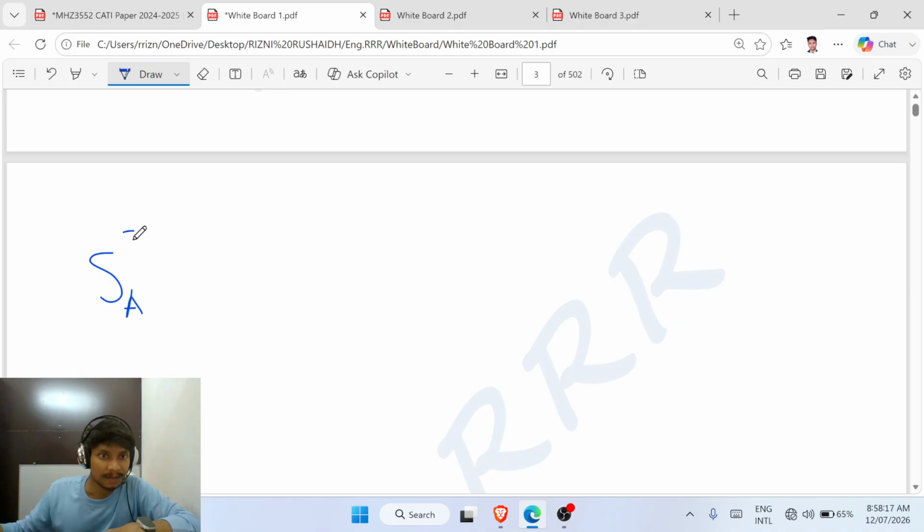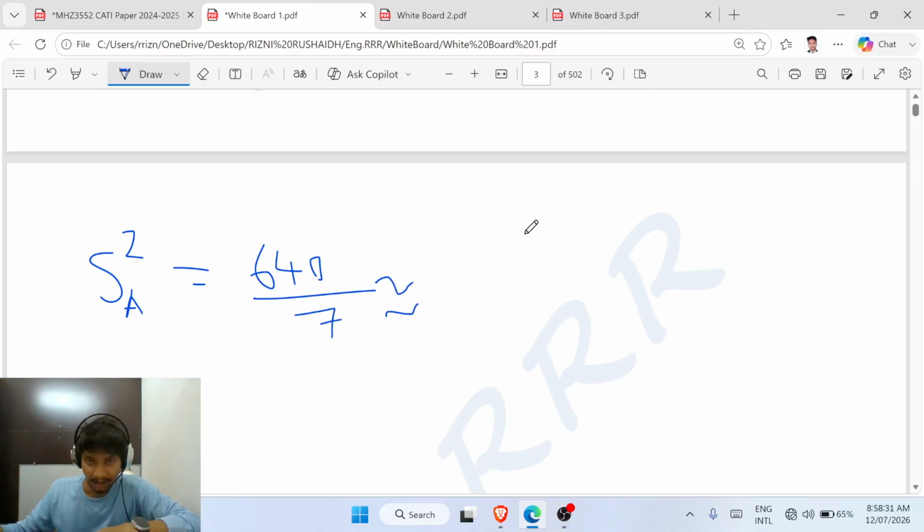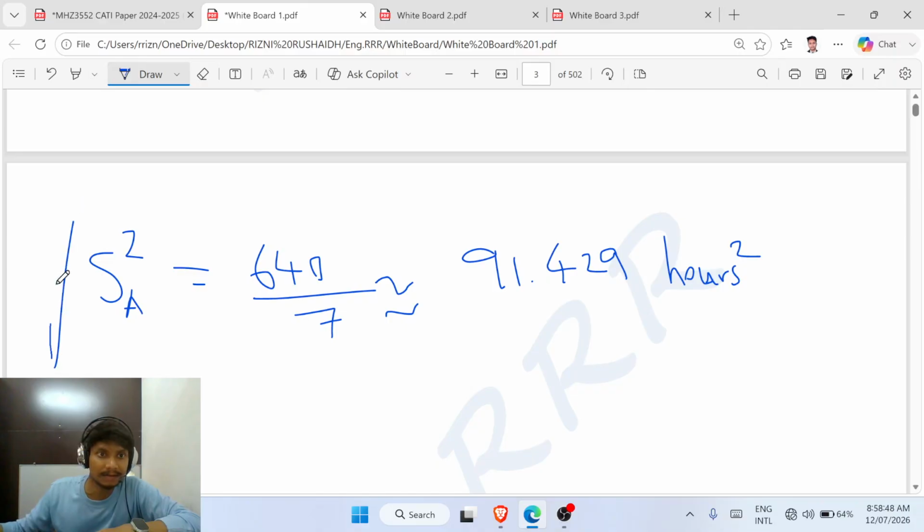The variance of A will be 640 divided by 7, which is approximately equal to 91.429 hours square. This is the variance of A.